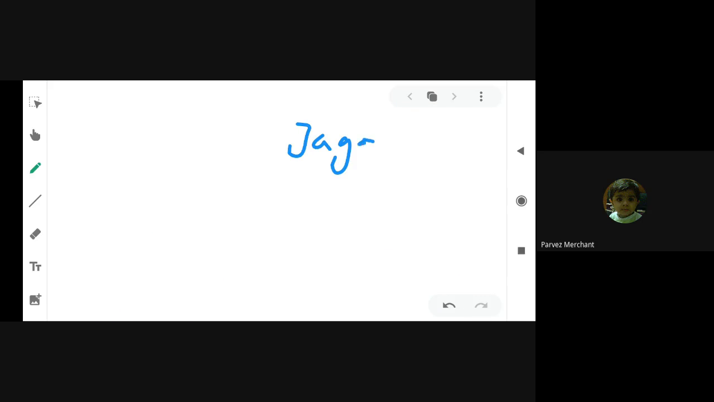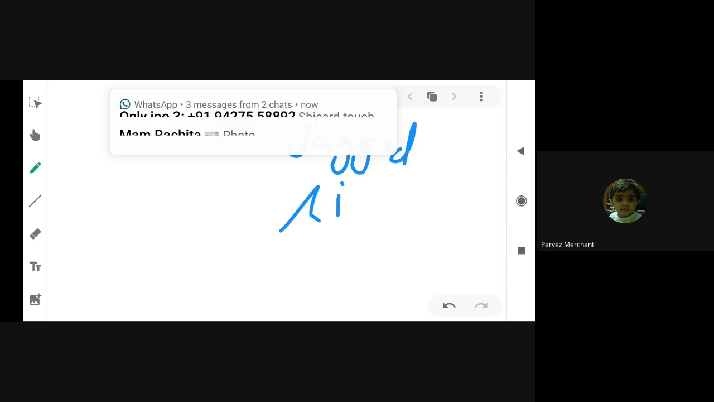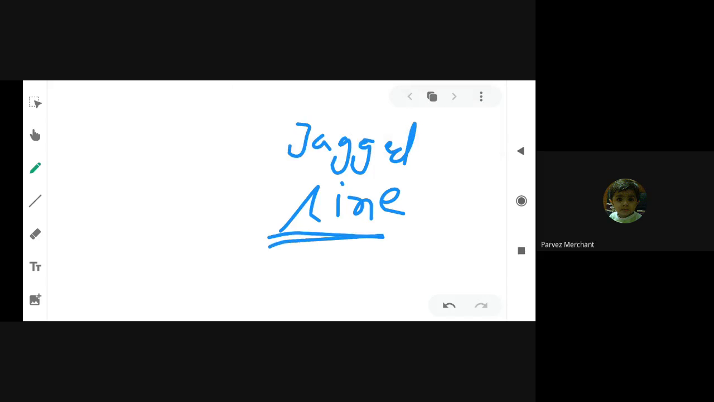Jagged line. Check the jagged line. What is the function of a jagged line? A jagged line can directly cut any axis. એ કોઈ પણ એક્સિસ ને કટ કરી શકે.